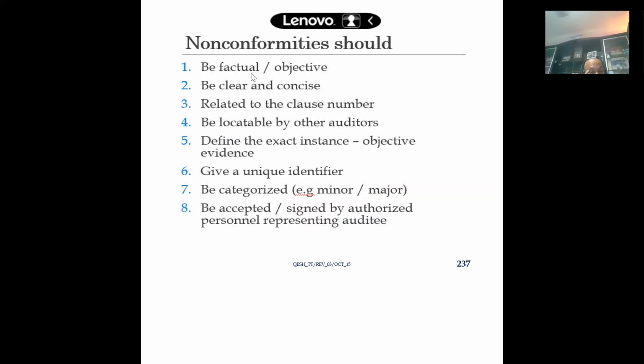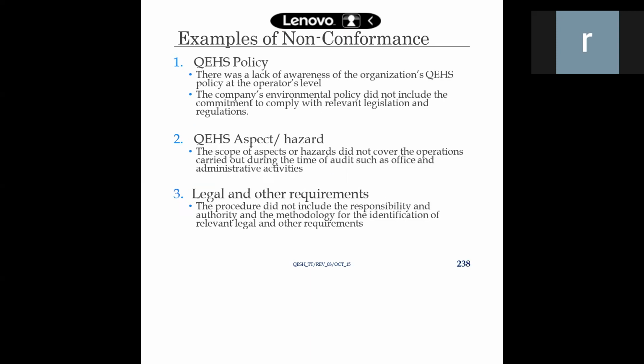Your non-conformity should be factual, objective, clear and concise, related to the clause numbers, and locatable by other auditors. Define the exact instance and objective evidence, give a unique identifier, be categorized as either minor or major, and be acceptable and signed by authorized personnel representing the audit. So you cannot say, I don't like this guy, so I give you an NC. There is no such thing. You must have evidence. You must be violating the standards or criteria. Then you can issue a non-conformity.